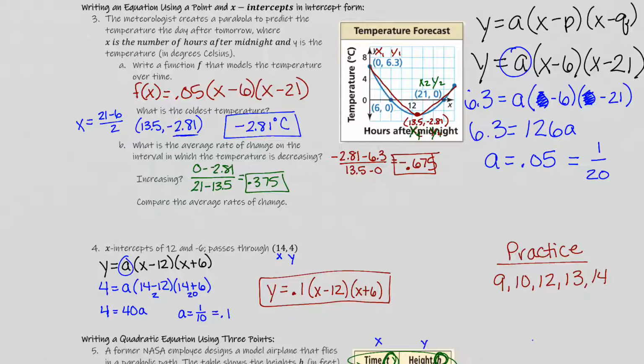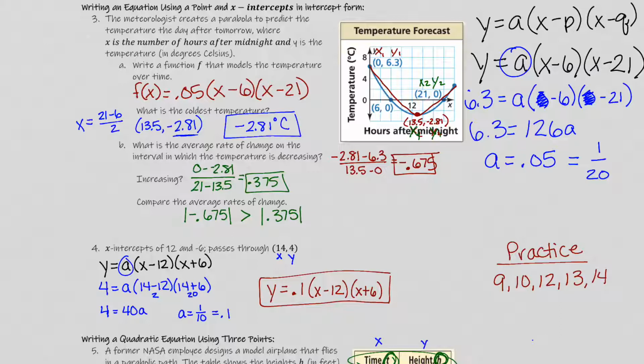Then it wants us to compare the average rate of change. All right, now to do this, I actually want the absolute value of each. Okay, so my decreasing, the absolute value of negative 0.675. And then I have the absolute value of 0.375. And I want to determine which one's bigger. Well, absolute value means everything's positive. So if that 0.675 is positive, it is greater than the 0.375.